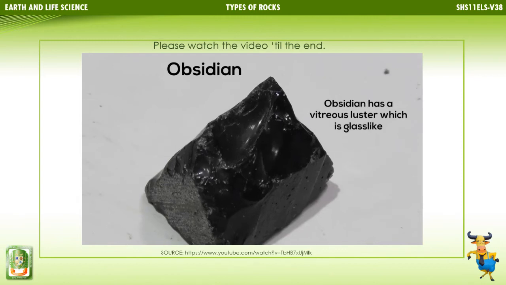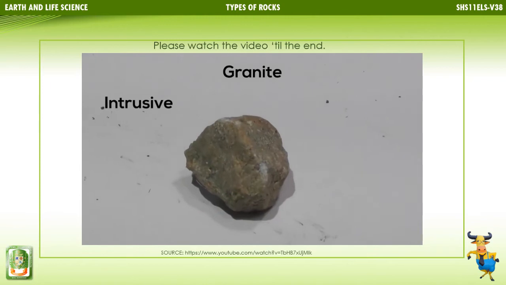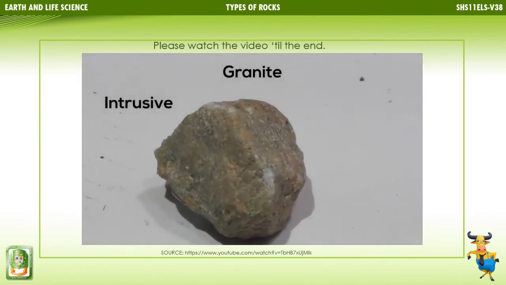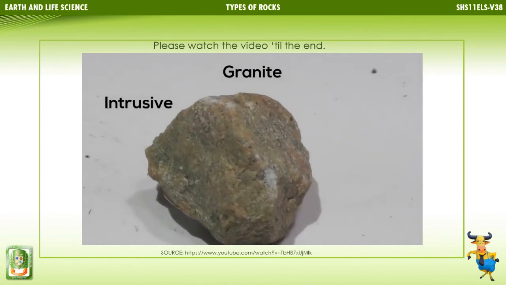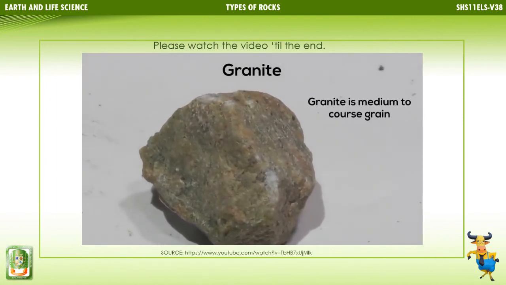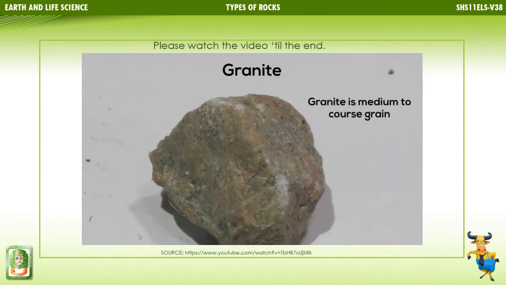So there's obsidian. Next, we have granite. Granite is an igneous, intrusive, or plutonic rock. It's made up of feldspar, quartz, and mica. It has medium to coarse grain crystals and a hardness between 5 and 5.5.